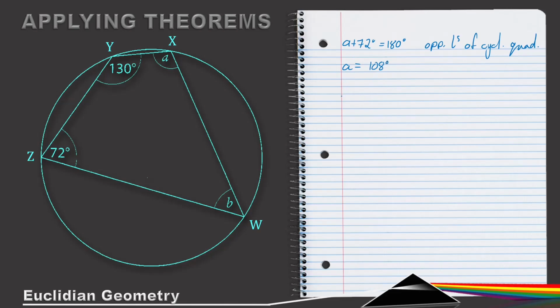And then similarly we can do B. B plus 130 degrees is equal to 180 degrees because of opposite angles of a cyclic quad. And then B must be equal to 180 minus 130, so that's going to be 50 degrees.